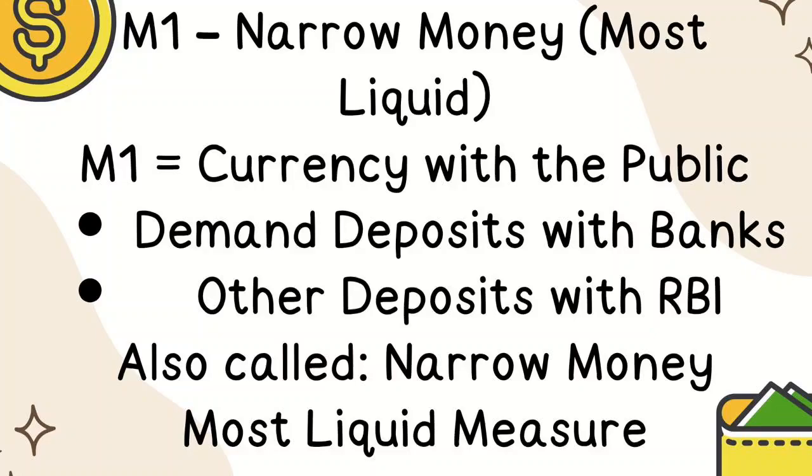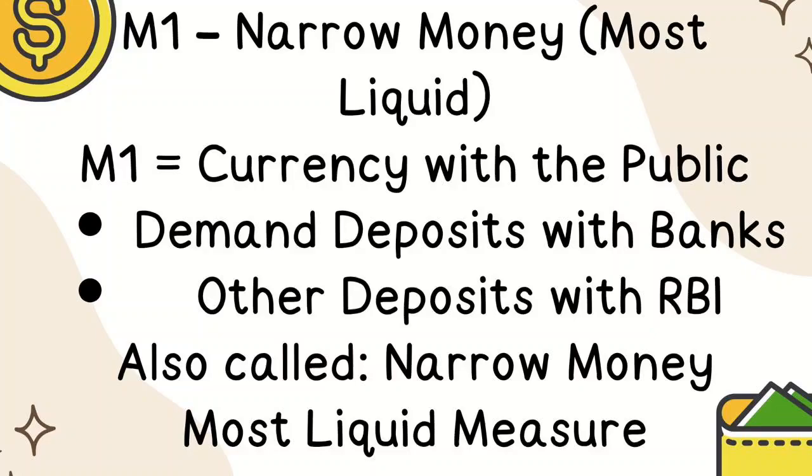These are deposits that certain institutions keep with the Reserve Bank of India. For class 12, you only need to remember that they are included in M1. We don't go into detailed institutional examples at this level. Now let's take a simple example. Imagine 4,000 rupees in your wallet.